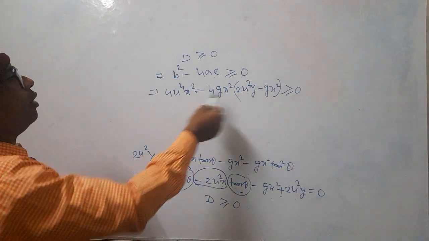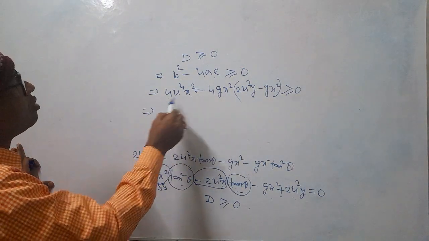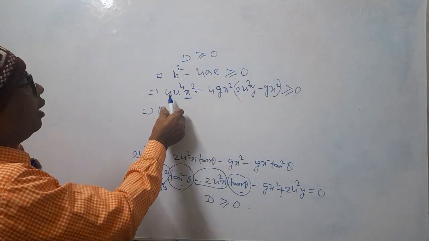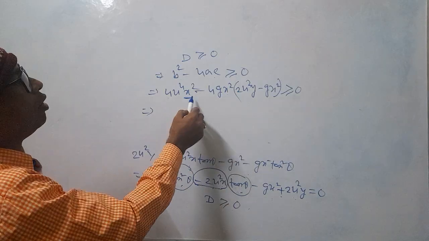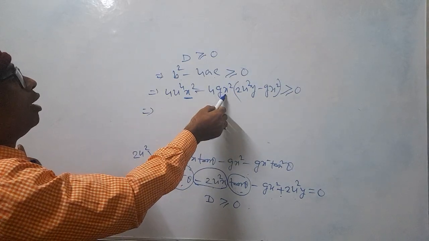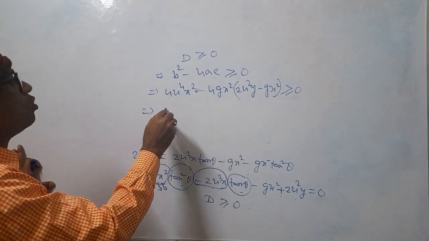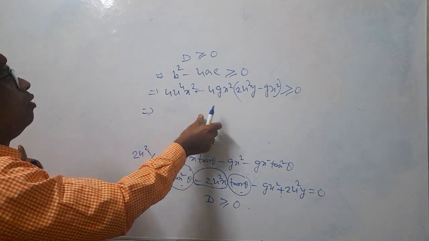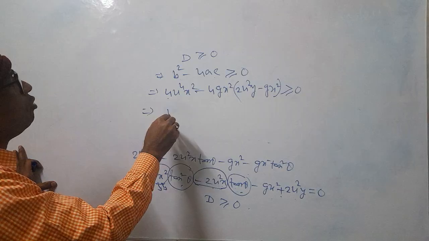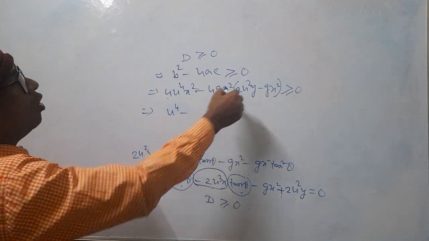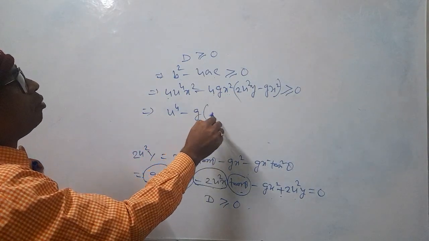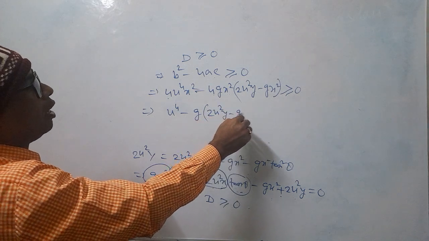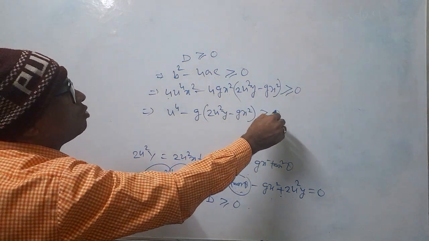This is another quadratic equation: 4u to the power 4, x square. x is not equal to 0, so we can take x square common here, and 4 also common. If we divide by 4x square, then we get u to the power 4 minus 4x square divided by 4x square, so g into 2u square y minus g x square greater than or equal to 0.